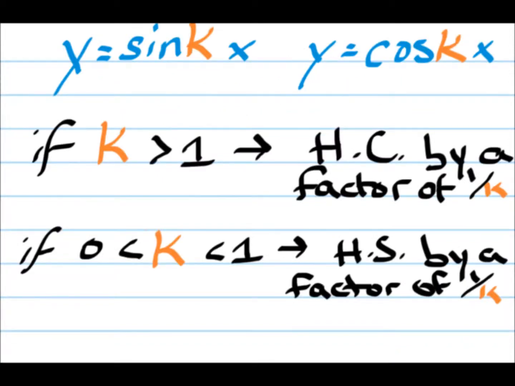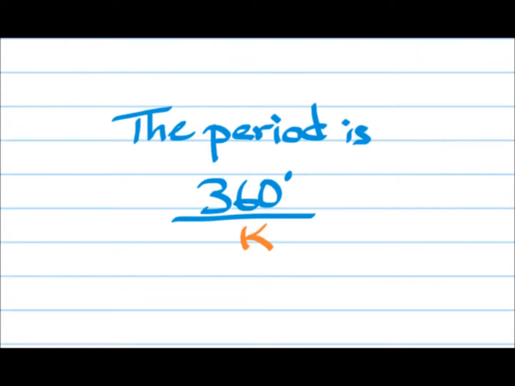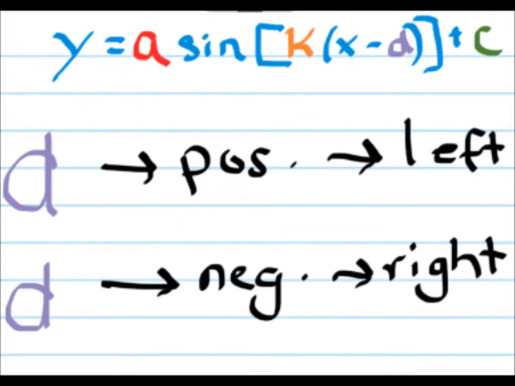This shows you when a horizontal compression or horizontal stretch will happen. So if k is greater than 1, then there will be a horizontal compression by a factor of 1 over k. And if k is between 0 and 1, there will be a horizontal stretch by a factor of 1 over k. And the period of both of the graphs will be 360 degrees divided by k.